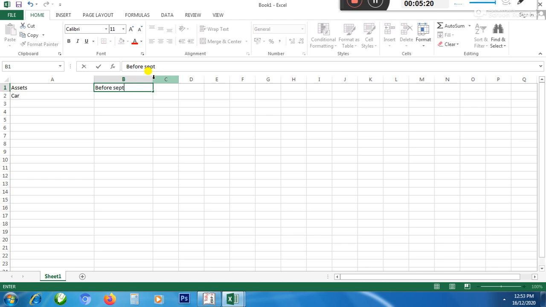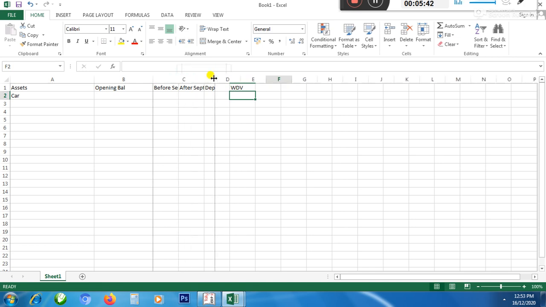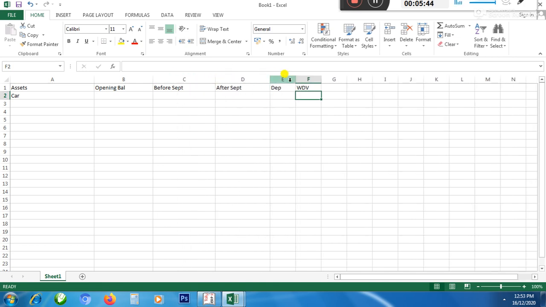Before September, I'll put first opening balance, before September, after September, depreciation, and the written down value. So these are the columns you have to prepare for depreciation.